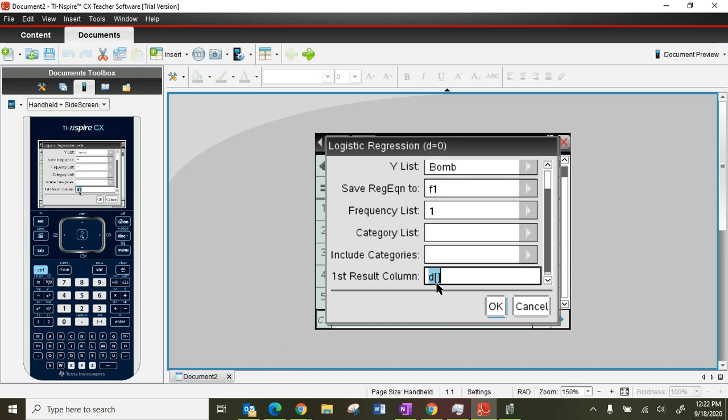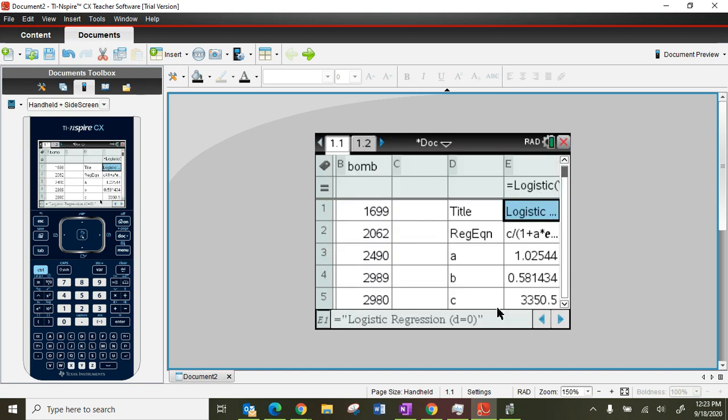Notice how it has those brackets. Those have to maintain that says column D. The brackets say it's the column D. And so we hit okay. And so notice how it's in column D. It formed all the information, and notice how it started in row 1. And so this here gives you the regression of A, B, and C. So the C is the C from the logistics.